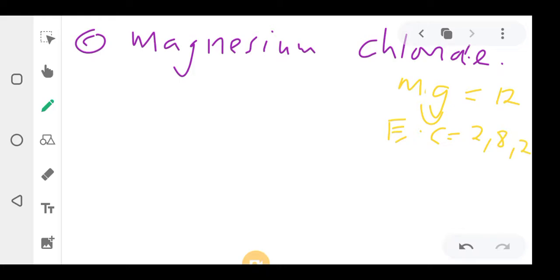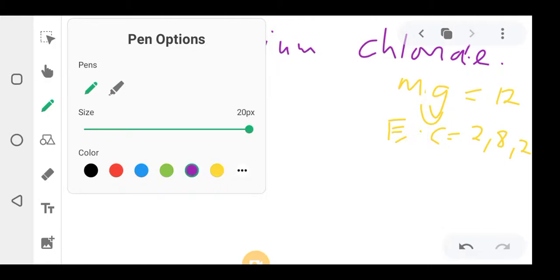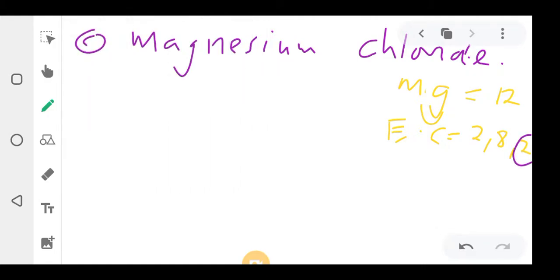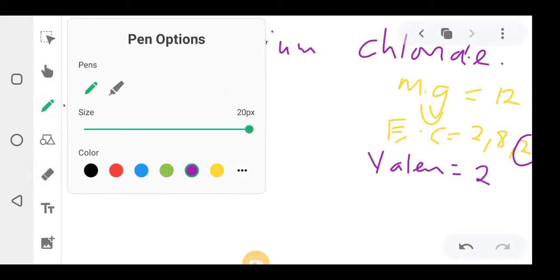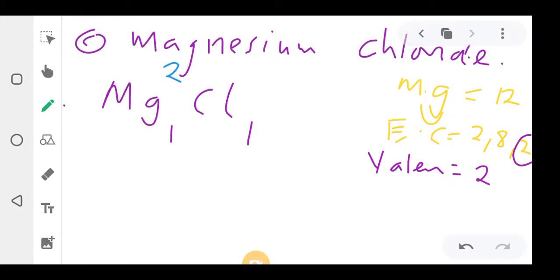I said if the last number is 4 and below, just write it the way it is. So the valence here is 2, because it is 4 and below. For magnesium chloride we always put 1 first. So the valence of magnesium there on top is 2.